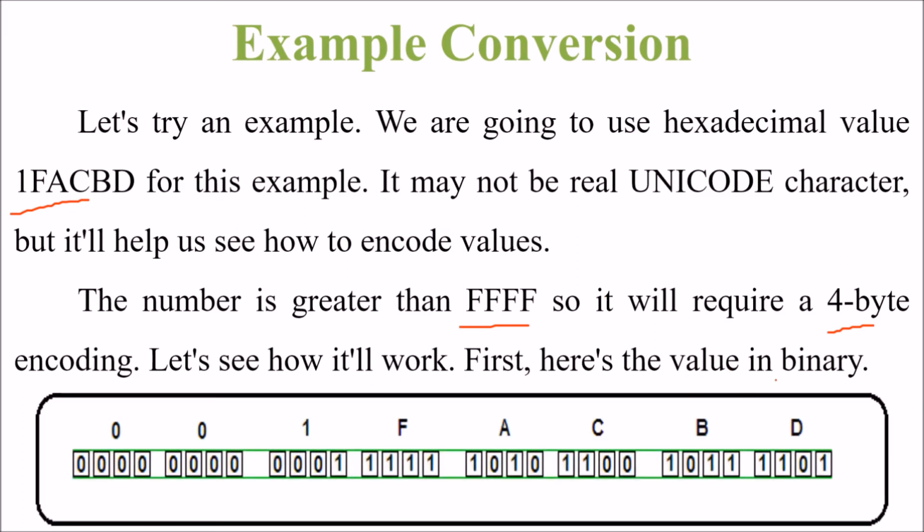So let's see how this actually goes. We have the hexadecimal value 1FACBD. So 0 is 0000, 0 is 0000, 1 is 0001, F is 1111, A is 1010, C is 1100, B is 1011, D is 1101. If you don't understand this, just refer to the table I discussed earlier. I've just taken the binary equivalent of each digit. Now it is written out.